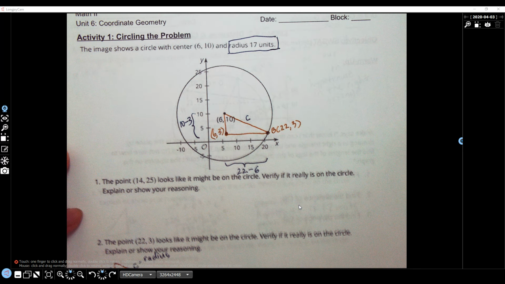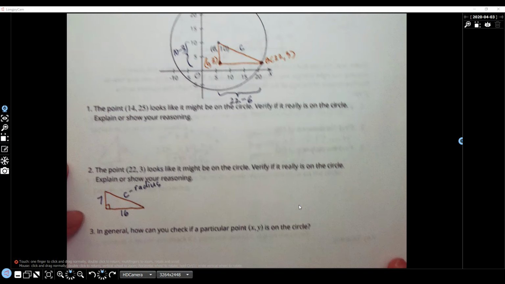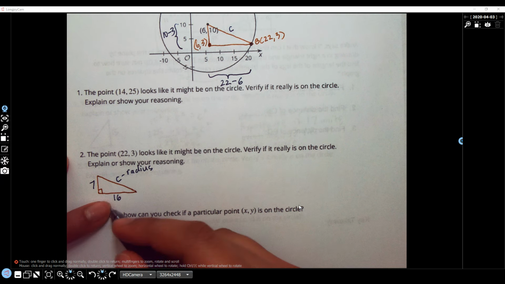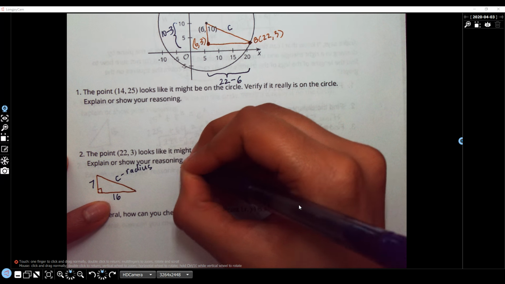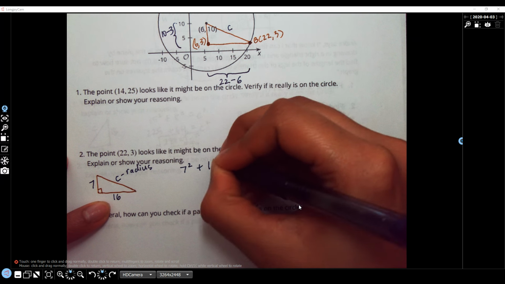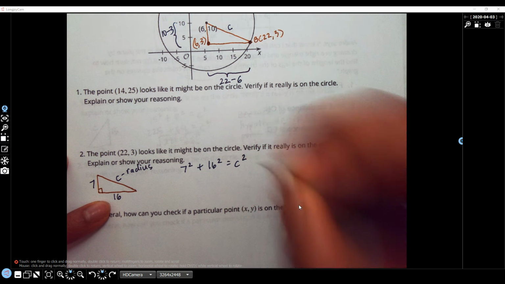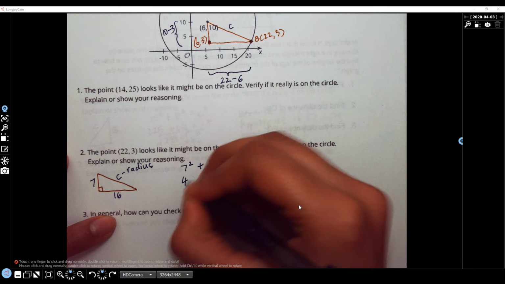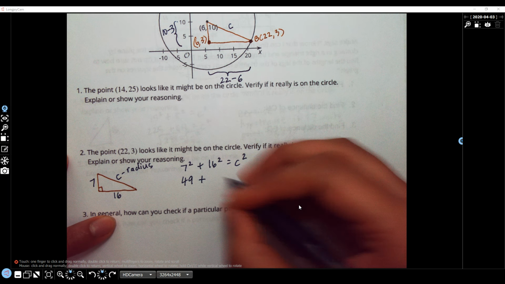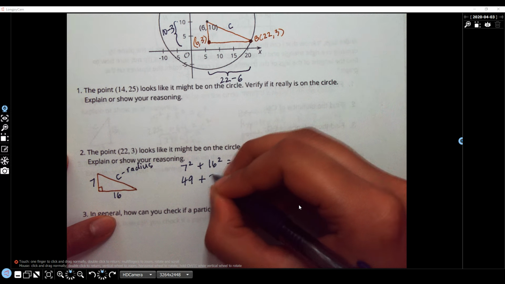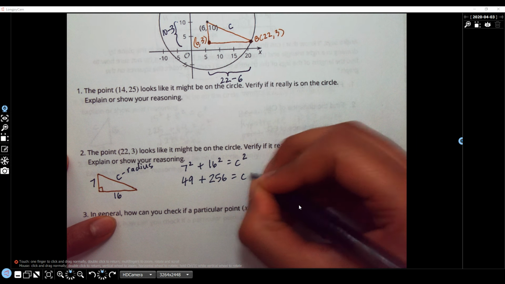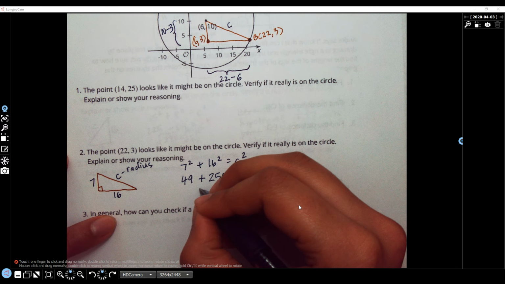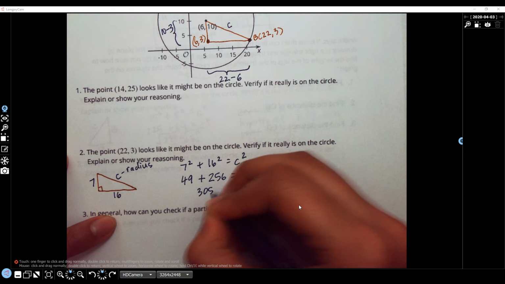So again, we can apply the Pythagorean theorem. I will say that my a value is 7 and my b value is 16. So I've got 7 squared plus 16 squared equals c squared. 7 squared is 7 times 7, so that's 49. 16 squared is 16 times 16, 256, equals c squared. When you add up 49 and 256, you get 305 equals c squared.